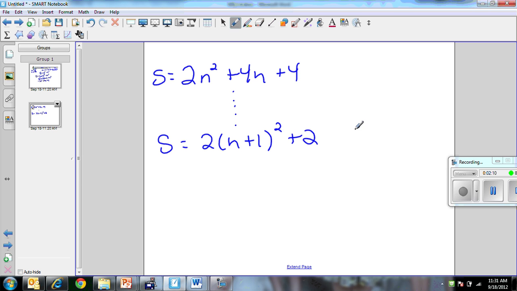Okay, so from this equation, my vertex is -1 and 2. So what this represents is my S is like my Y value, my N is my X value. So this is like N and S. So one of my numbers, N, is -1.